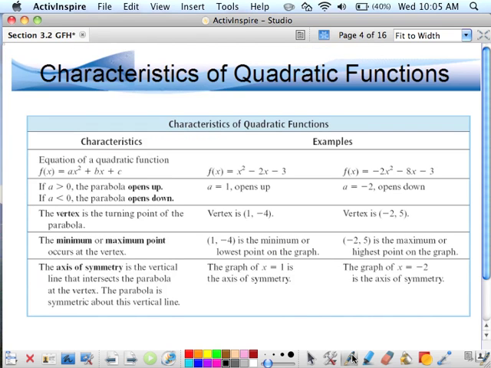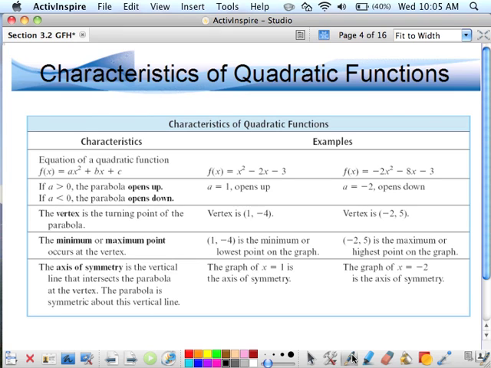Here's the chart that sort of summarizes everything we talked about on the previous slide. Take a minute, read through it, and make sure you understand everything that's listed here. Basically, it's just reminding you that you can tell just by looking at the leading coefficient whether it opens up or down, that the vertex is the turning point. However, we haven't talked about how to find the vertex yet. That's going to come a little later.